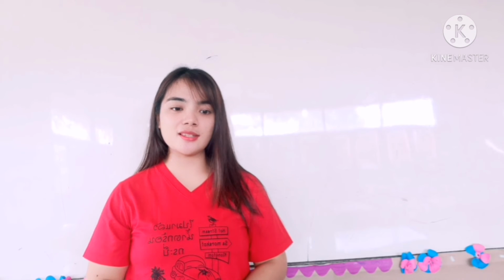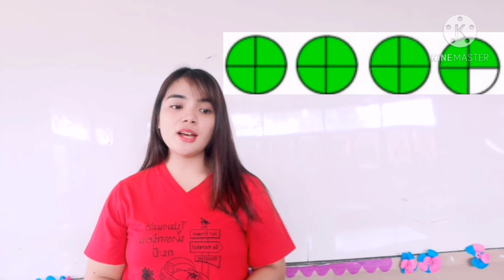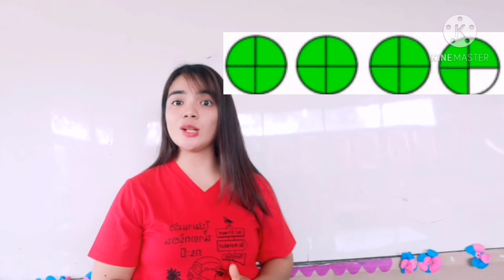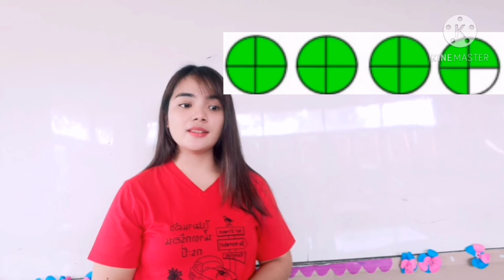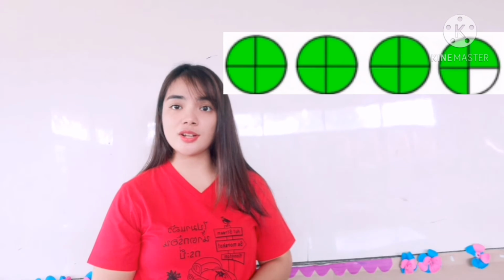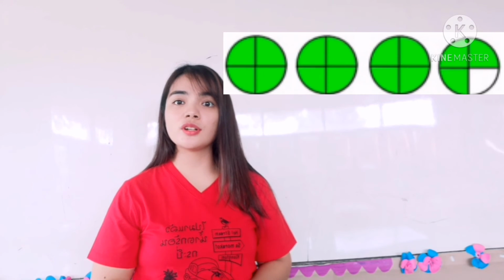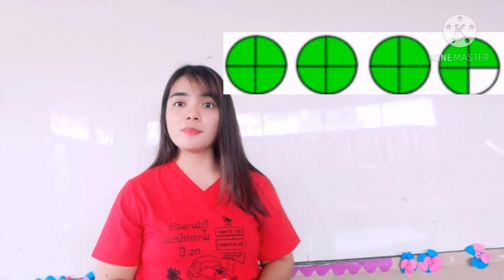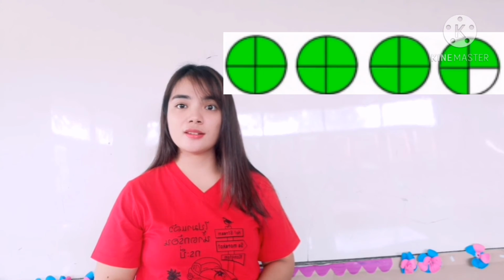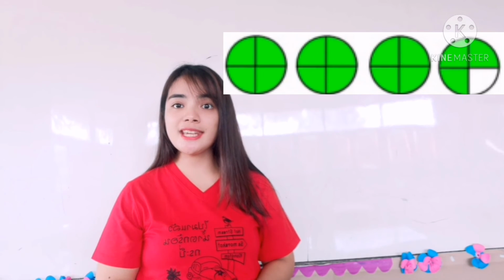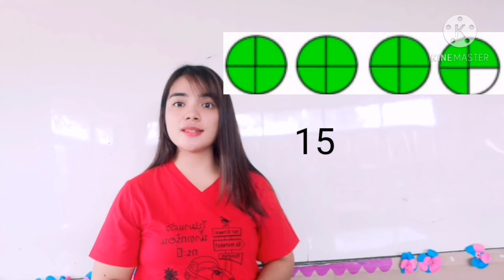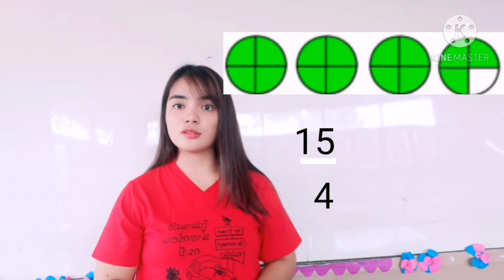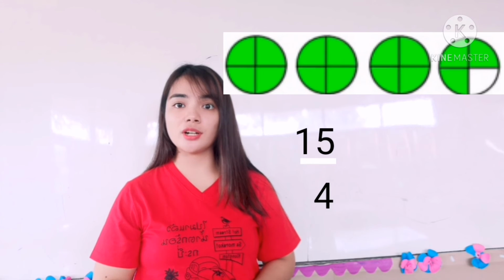Let's take a look at this example. So we have here 4 pies. 3 pies are still whole. And then the other pie, 3 parts are being shaded. So there is 1 pie being eaten already. So how many parts are being shaded? So there are 15. And then how many slices are there in 1 whole? So there are 4. So 4 represents our denominator.